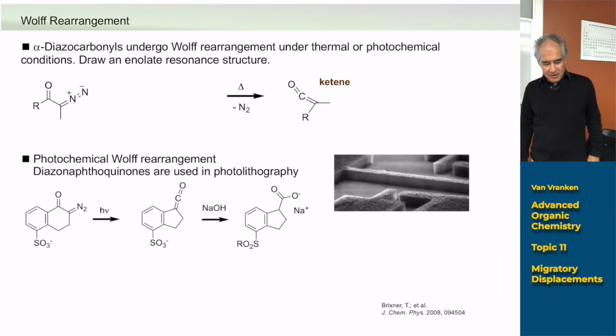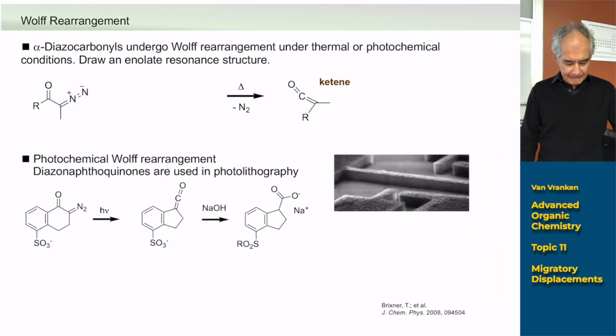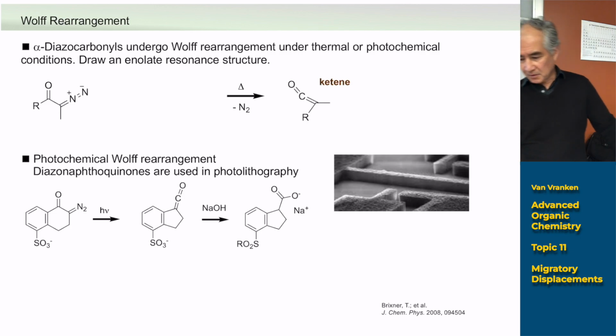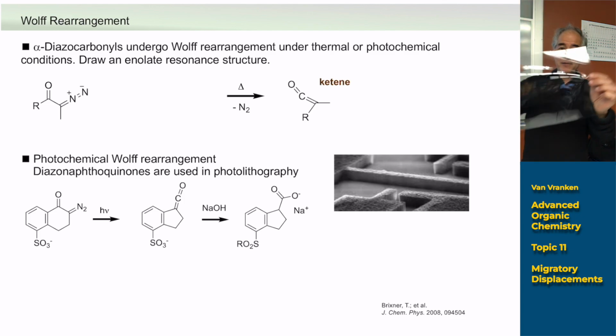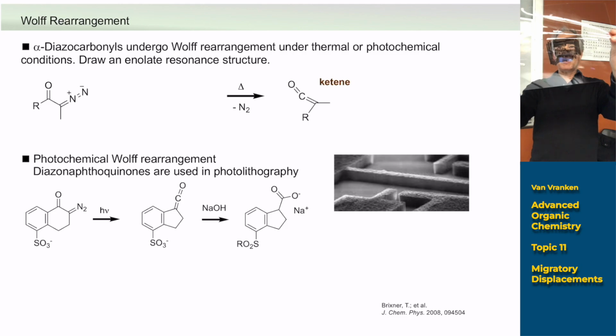We're going to talk about a rearrangement that's used in the semiconductor industry to produce microchips. So if you've ever wondered how they produce microchips, they have these things called masks, and they shine light through them onto silicon wafers. You could just draw a mask with a magic marker.